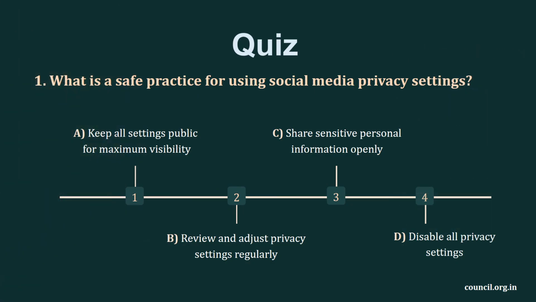Quiz. 1. What is a safe practice for using social media privacy settings? A. Keep all settings public for maximum visibility. B. Review and adjust privacy settings regularly. C. Share sensitive personal information openly. D. Disable all privacy settings.